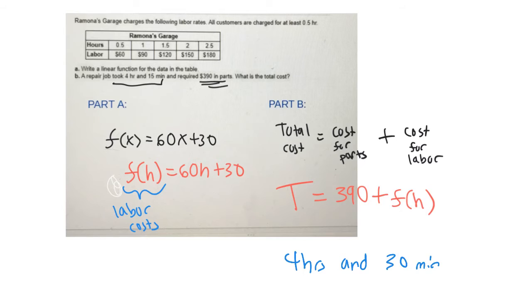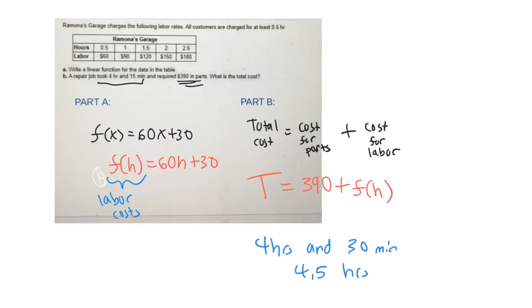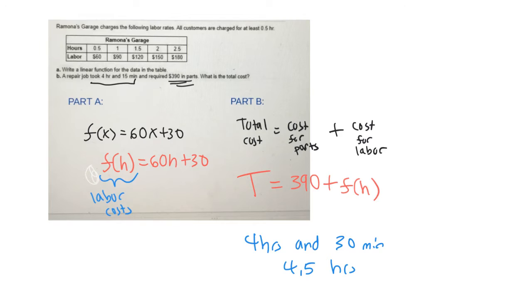Well, isn't that 4.5 hours? Right? Because 30 minutes is a half hour. So 30 minutes is 0.5 hours. Okay? Now, half of 30 is 15 minutes. So 4 hours and 15 minutes, well, that's going to be 4 hours and a quarter of an hour. So that's going to be 4.25 hours.